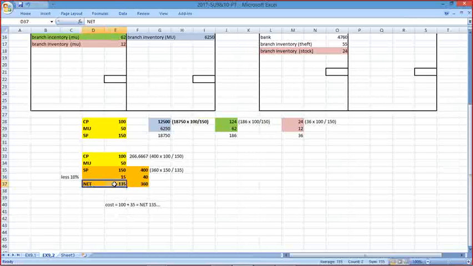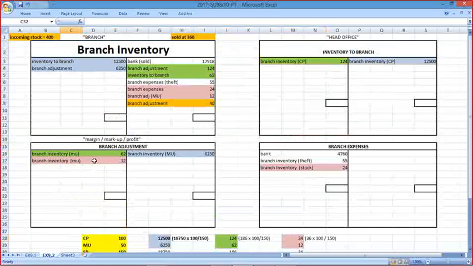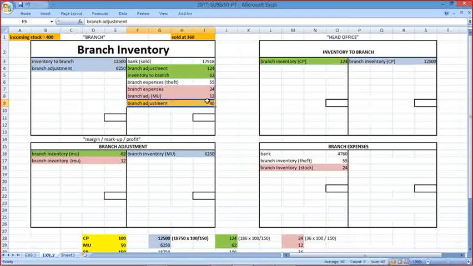Because the net price is 135. The cost was 100. It's just the mathematics. Don't worry too much about the maths. As long as you can get this, that's all you really need to know. Don't overcomplicate it. So 40 is going to be there, and 40 is going to be here.